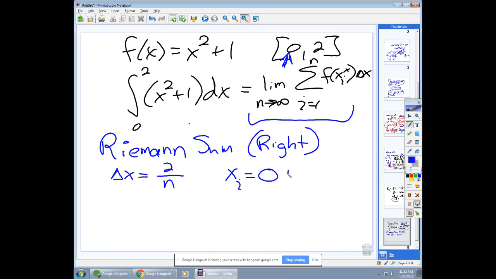So starting at 0, add on delta x. Not necessarily a half. 2 over n is your delta x times i. So that's always the left endpoint plus delta x times i. That's always the right-hand endpoint. It will always look like that. Sometimes it simplifies very nicely. So in this case, it simplifies to 2i over n. That's what determines the x. This is the right-hand endpoint at every interval.